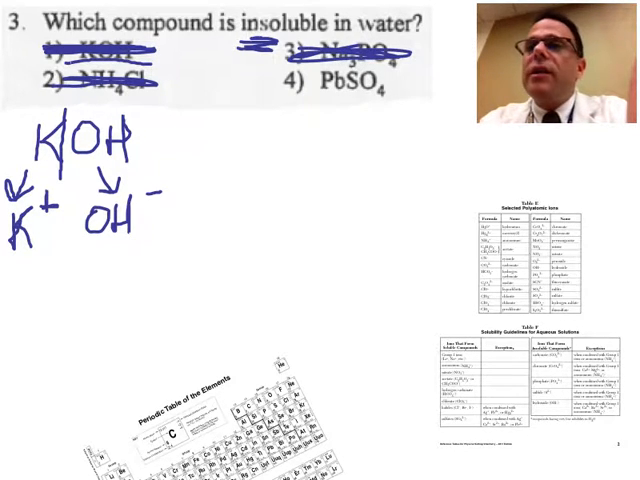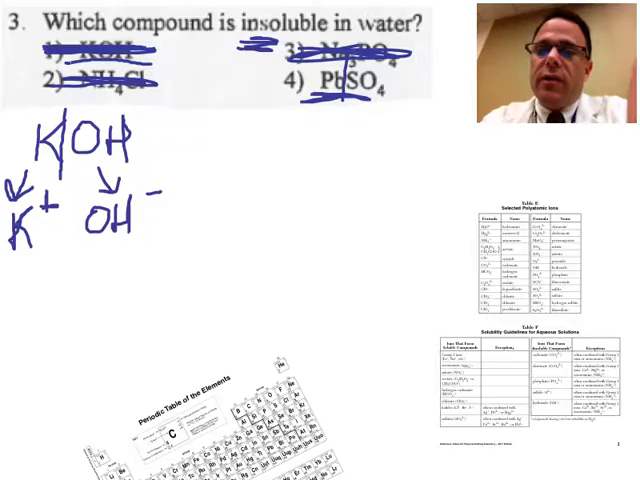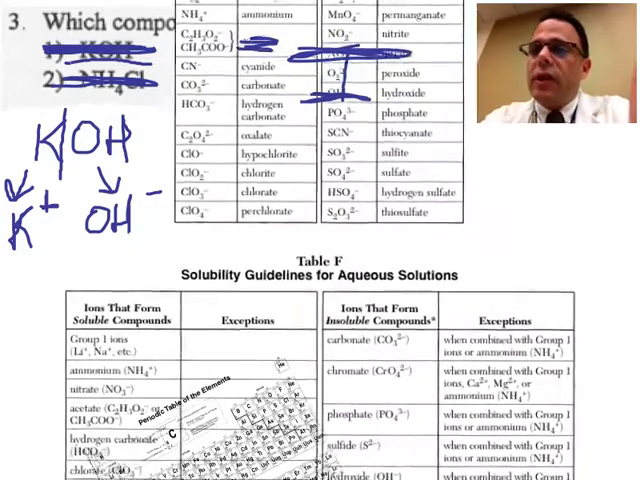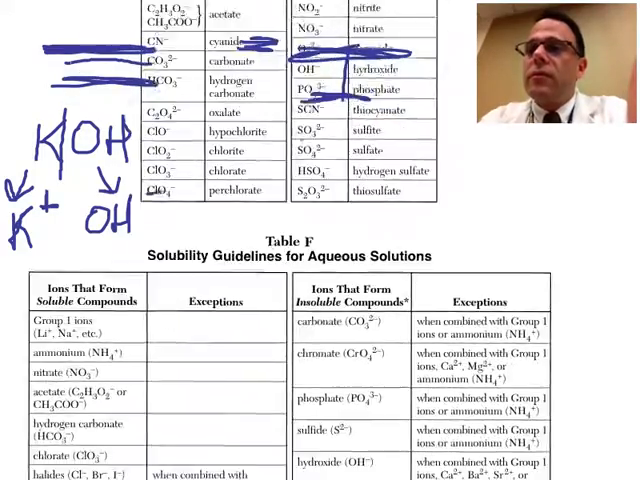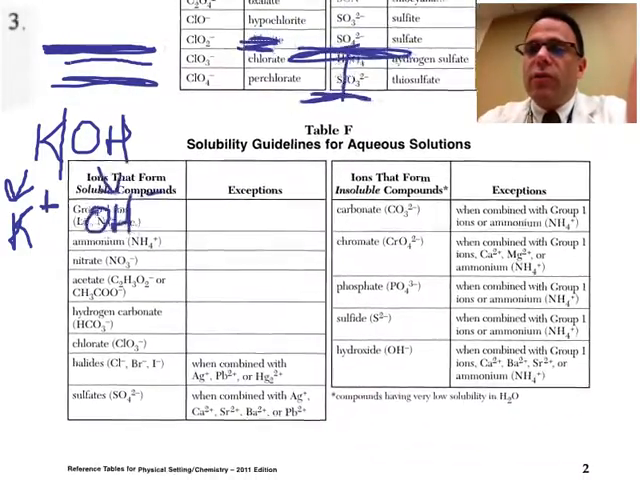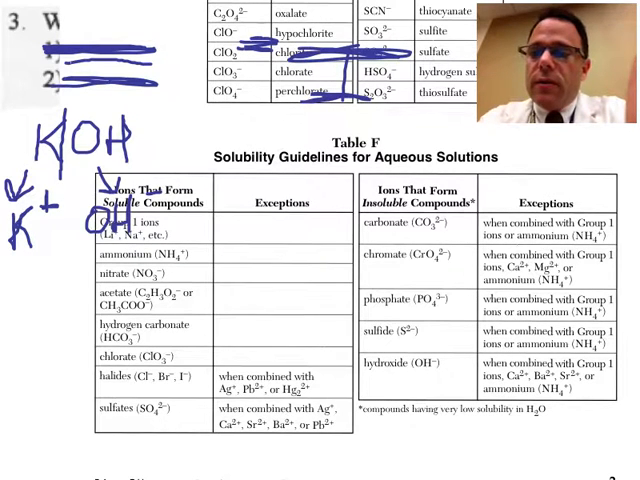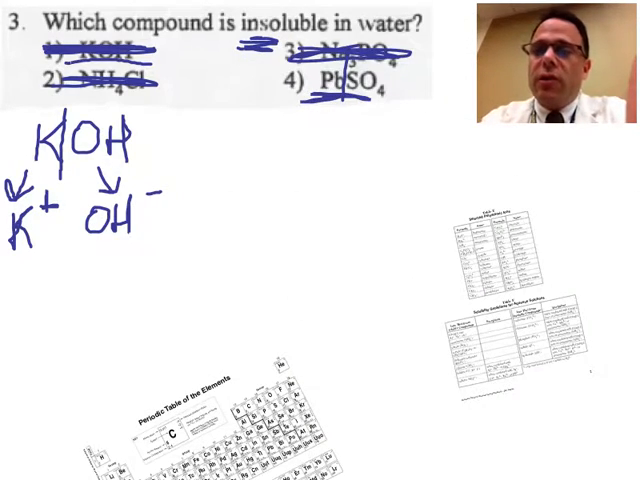Now, just for completeness sake, let's do lead sulfate. It splits right there. Lead sulfate. And where are the sulfates? There they are. Can't hide. Sulfate. Now, it's soluble unless it's with any of these other ions, and there it is, Pb. There's the one that is insoluble. Choice 4.